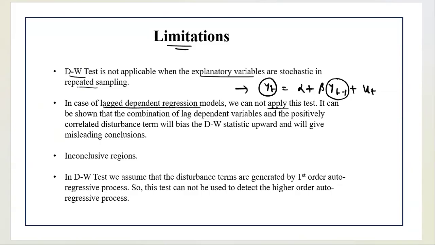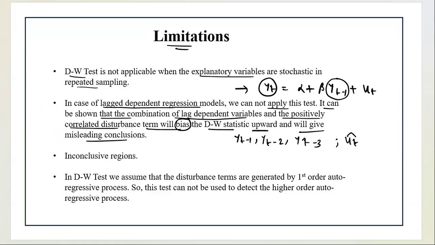If this kind of model is taken under consideration, it can be shown that the lag dependent variables, so basically Y_t minus 1, and if you consider higher order lag, Y_t minus 2, Y_t minus 3, and the positively correlated disturbance terms, that is the U_ts, will create a bias. This DW statistic will be upward biased. The value will be inflated, right? There will be an upward bias, and this will give you misleading conclusions. That is the consequence. That is why you cannot use lag dependent regression models.